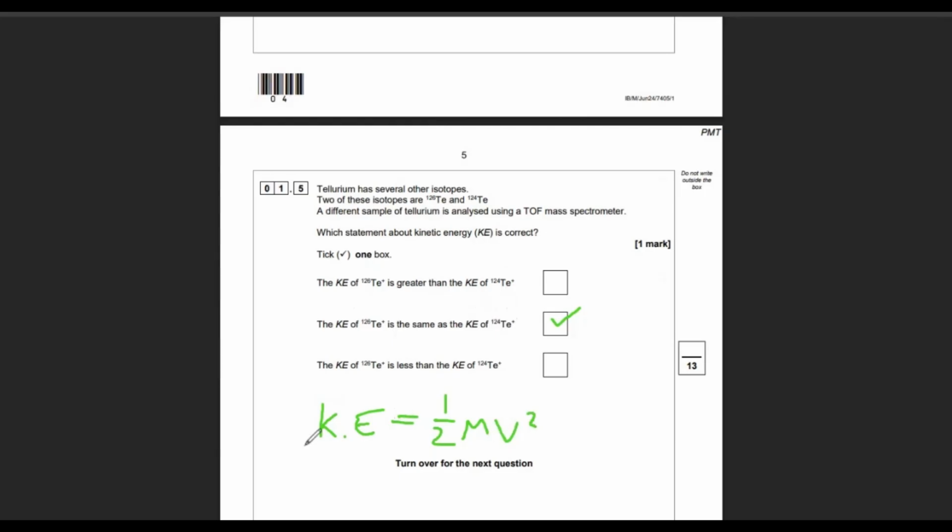Now, why do we want them to have the same kinetic energy? There's a really important point. We want these two isotopes to arrive at the detector plate at different times. That's very important, which means they must be going at different velocities. One is traveling faster than the other, and our light one will always be traveling faster. Why is the light one traveling faster? Well, if you have the same kinetic energy but a different mass, if your mass is lower, you must have a bigger velocity in order to have the same kinetic energy.